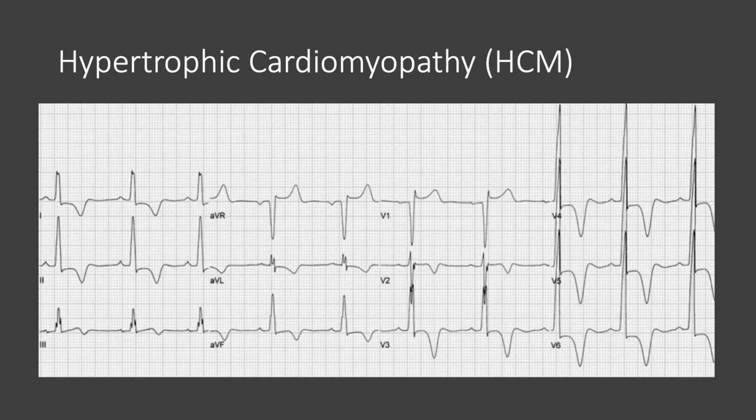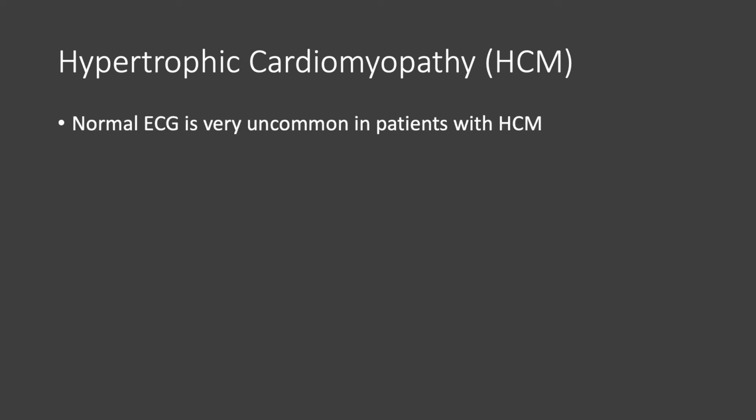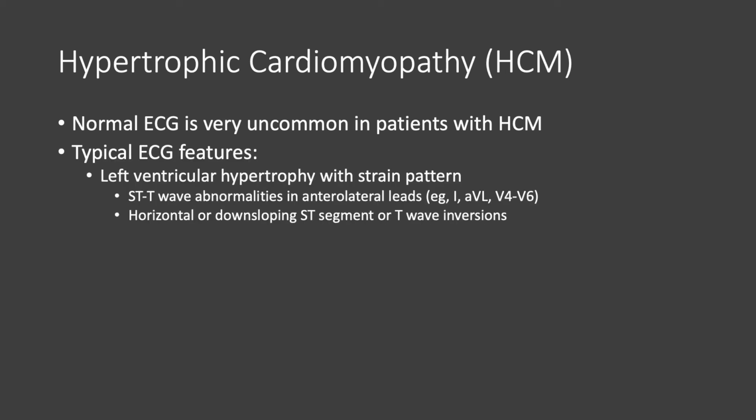Now let's move on to hypertrophic cardiomyopathy. This is a patient with hypertrophic cardiomyopathy, and his ECG here demonstrates some of the classic findings. We'll come back to it in a moment. Most patients with hypertrophic cardiomyopathy have an abnormal ECG.